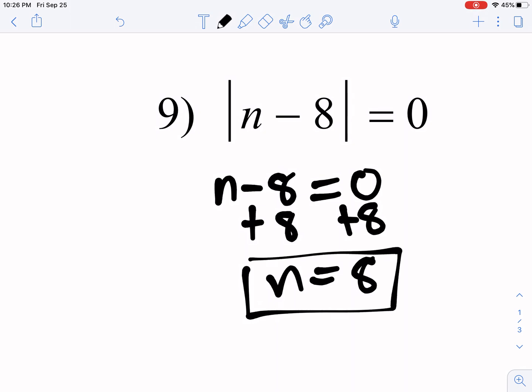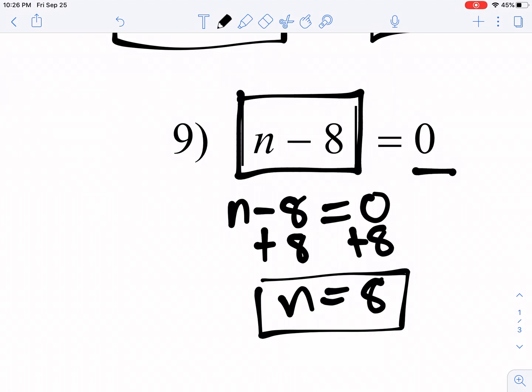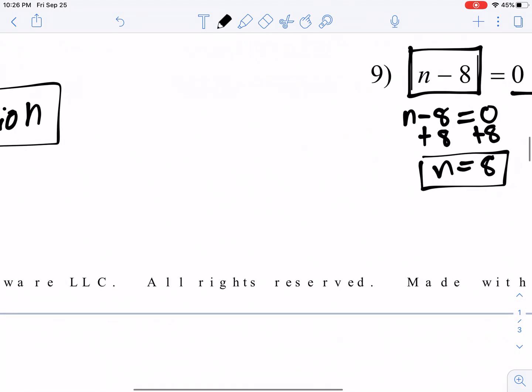Well, what's different about this compared to the other ones? This absolute value by itself is set equal to 0. So anytime the absolute value is by itself set equal to 0, there's only going to be one solution. So what you guys could do right down here at the bottom is anytime we have an absolute value equal to 0, that's one solution.